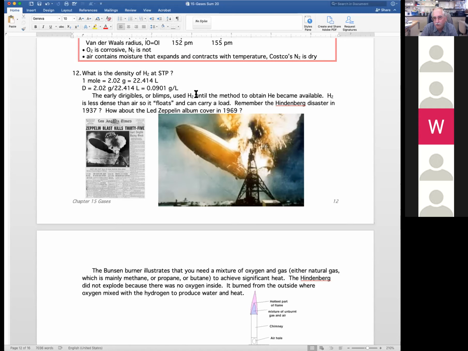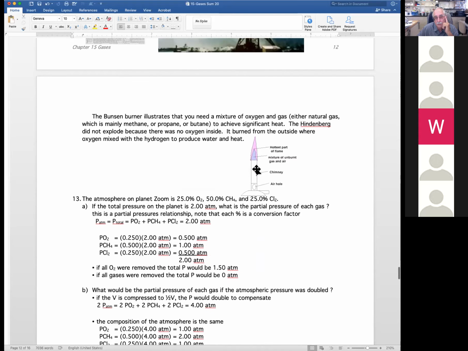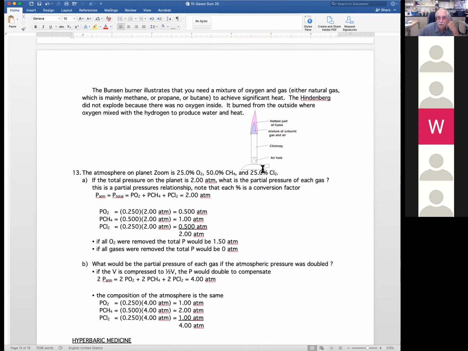Because in order to burn the hydrogen, you have to have oxygen. So if you were to go in here with a match, first of all, you're not going to survive in there because there's no air, you'd die. But if you lit the match, it wouldn't do anything because there's no oxygen in there. So you can see it's burning from the outside, which is the same thing that the Bunsen burner does.